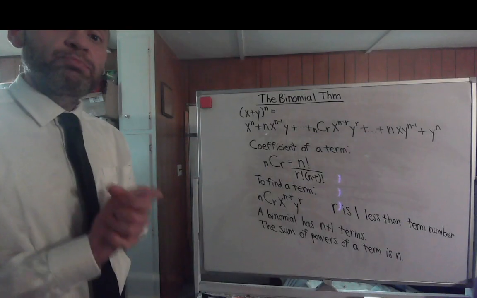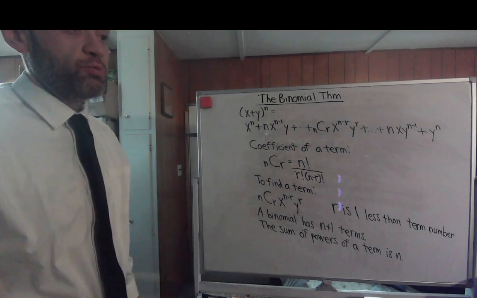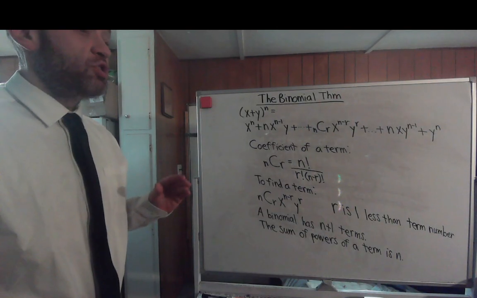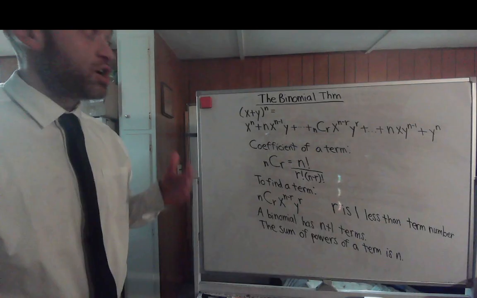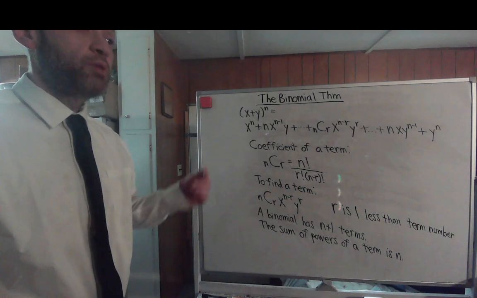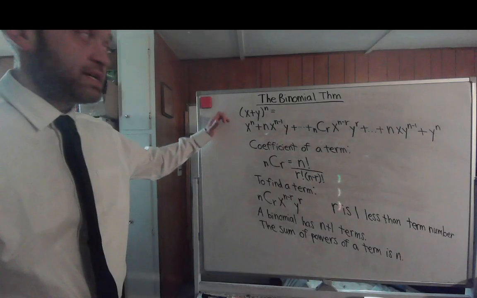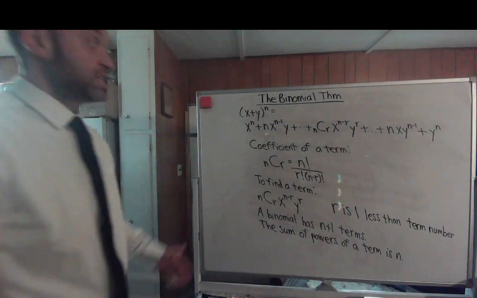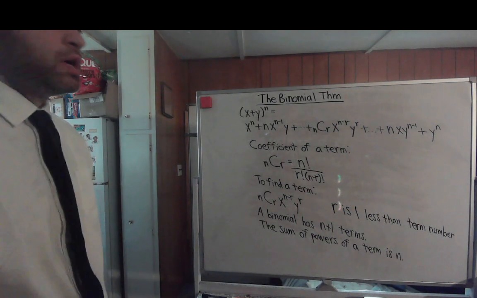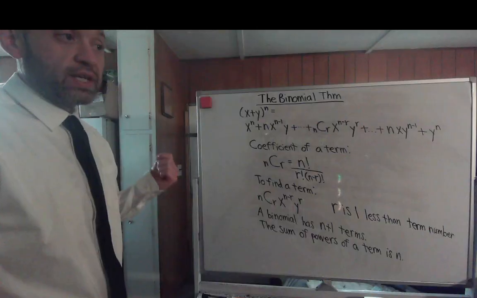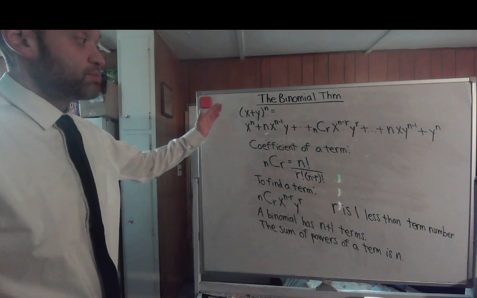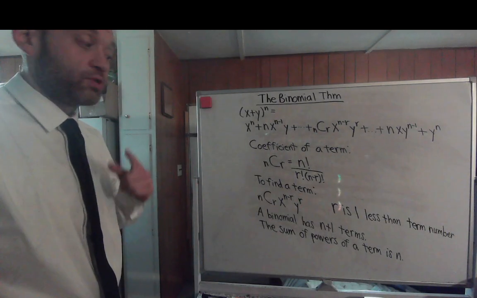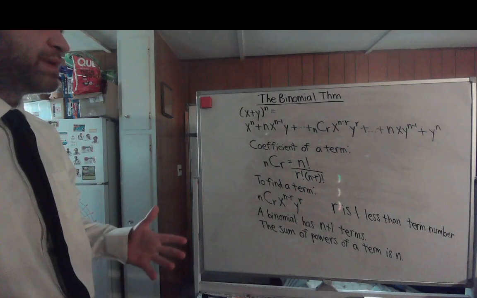So today is part 1 of 2 of the binomial theorem. In this lesson we're going to use the binomial theorem to either find the coefficient of a term or a particular term without expanding the whole binomial. In the next lesson we will actually expand the whole binomial. But in this lesson, we're only concerned with using this theorem to find either the coefficient or one particular term of the binomial expansion.